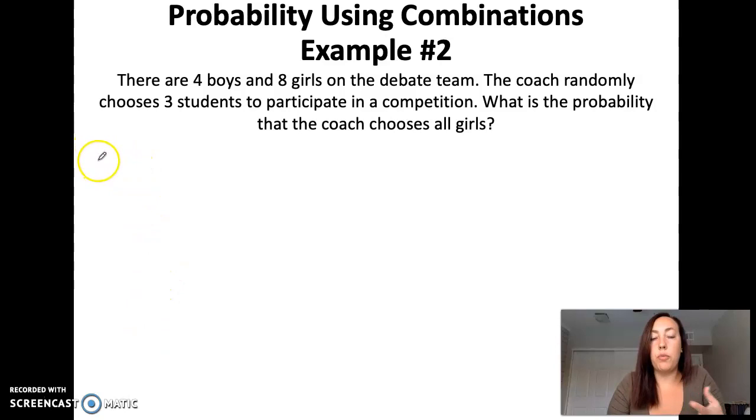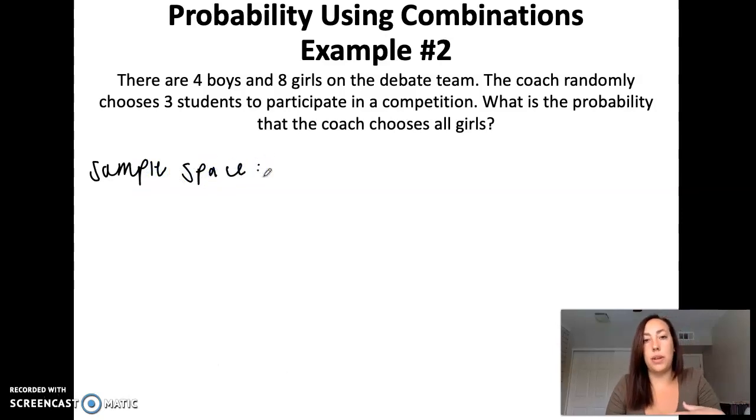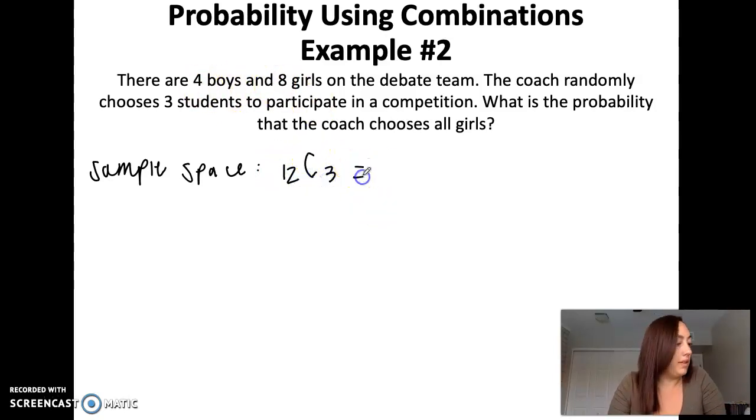Whenever we're working with probabilities, let's first calculate our sample space. Our sample space is all possible ways that this coach can choose 3 students to participate in this debate team. Order doesn't matter here because 3 kids are going to a competition. It doesn't matter who goes first, who goes second. They're going as a group of 3. So we have 12 kids, the 4 boys and the 8 girls, and we're choosing 3 of them to go on this competition. So that is 220 different combinations of students that we can pick to go on this debate trip.